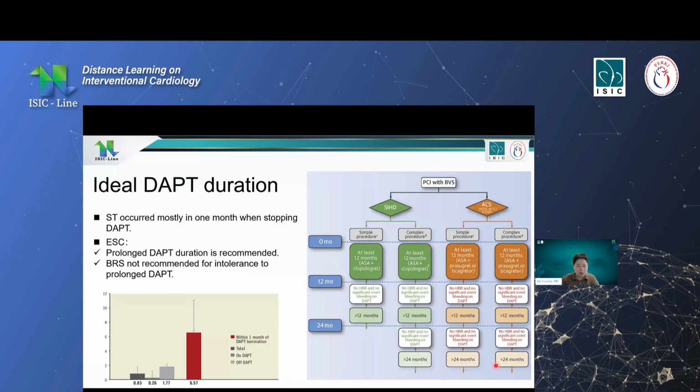The duration of DAPT is another possible reason for bad outcomes of the BRS. According to previous data, scaffold thrombosis occurred mostly within 1 month after stopping DAPT. Therefore, prolonged DAPT duration is recommended, and BRS was not recommended for patients intolerant of prolonged DAPT.